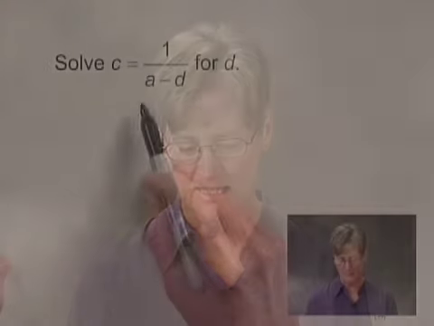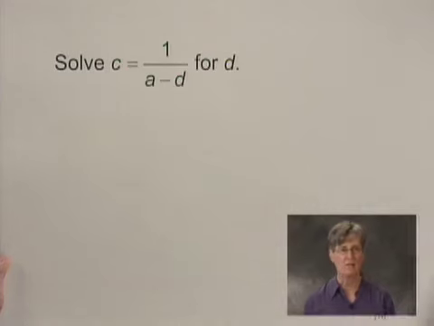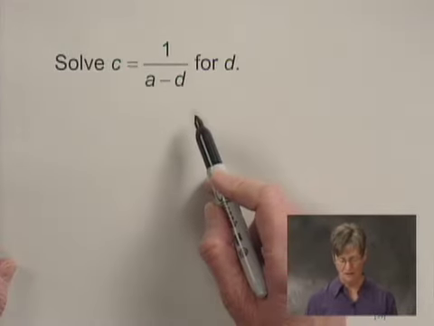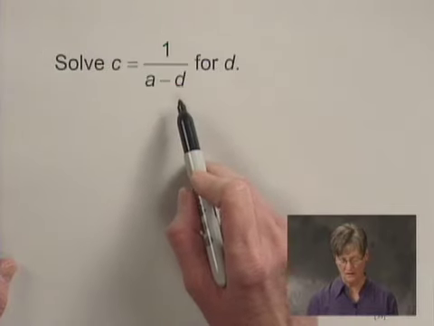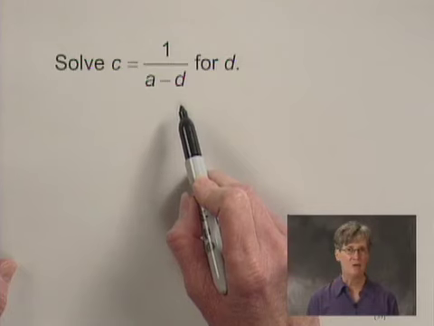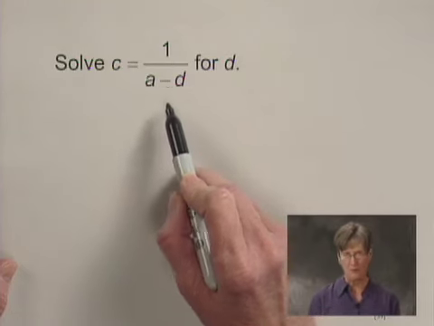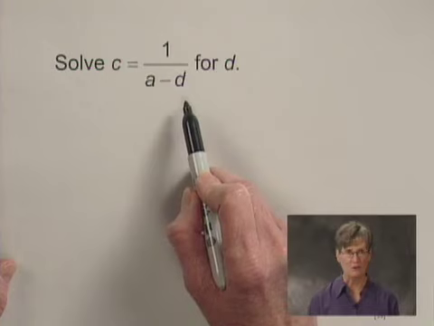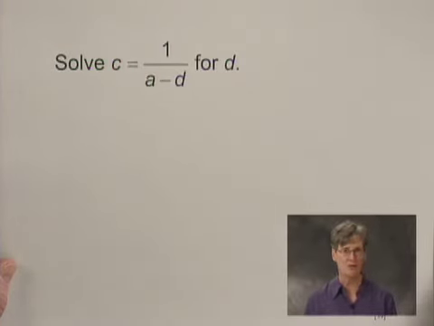We're going to solve a formula. The formula is C equals 1 over A minus D, and we're going to solve for D. Now, if you see a formula on a test, don't be intimidated by all of the variables that you see. Solving a formula is exactly like solving an equation. You just have more variable terms rather than numerical terms. But the steps that you go through are just the same.